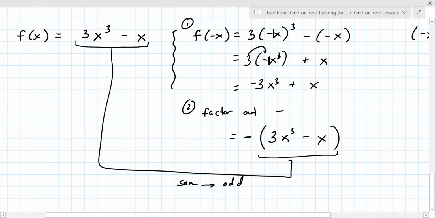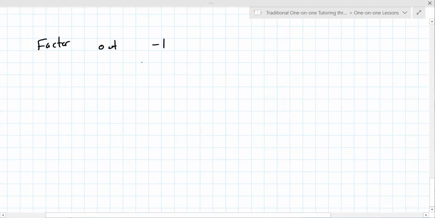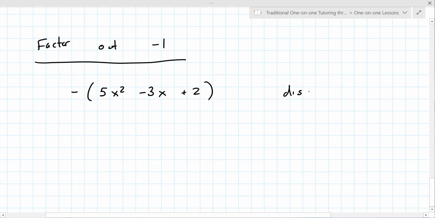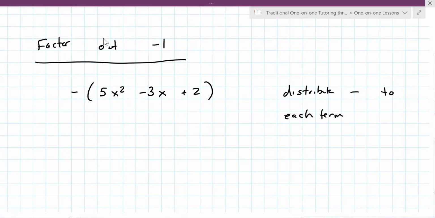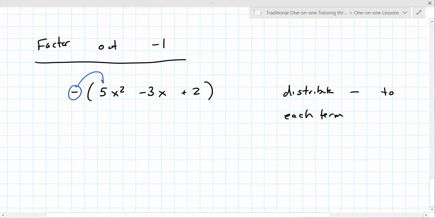Okay. So let's talk about factoring out a negative, so that you understand it. We're talking about how to factor out a -1. Before we do that, we're going to put a negative on the outside. Let's say it's negative 5x squared minus 3x plus 2. We're going to distribute the negative to each term. So what that means is this negative goes to this number, it goes to this sign, and it goes to this sign right here.